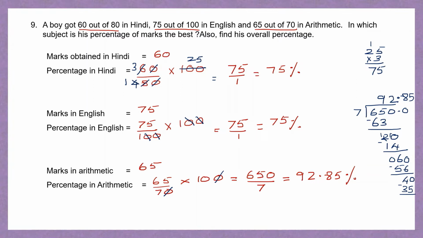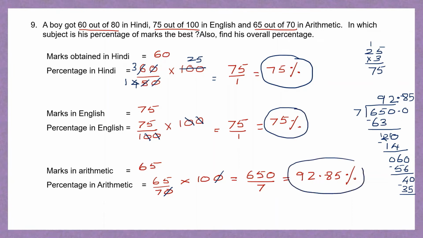Okay, so now we have the percentages in all the subjects. In Hindi, it's 75. In English, 75. Now in maths, 92.85. So the first question we can answer, the first question is, in which subject is his percentage of marks the best? His marks are the best in arithmetic. So the boy got the highest percentage in arithmetic.